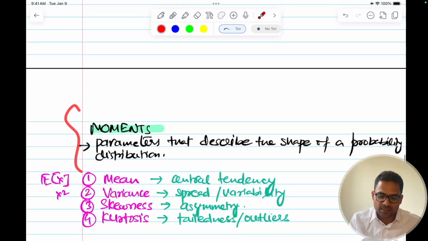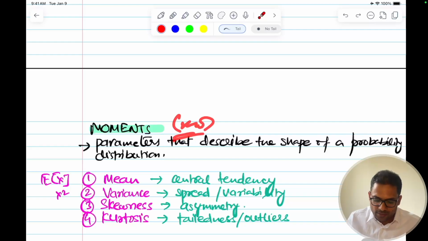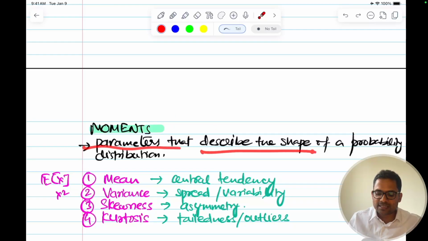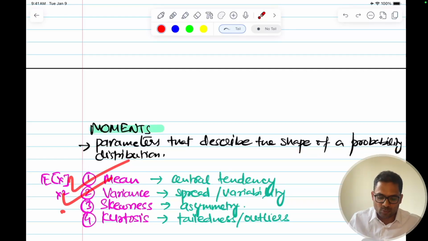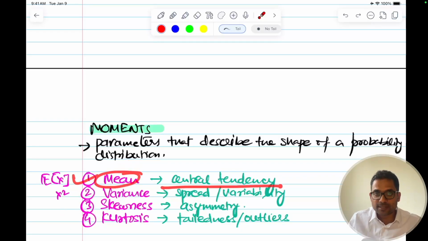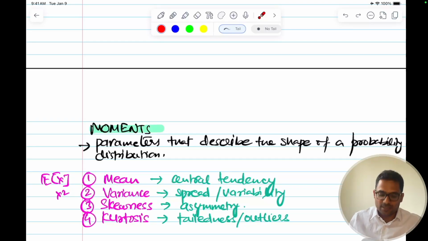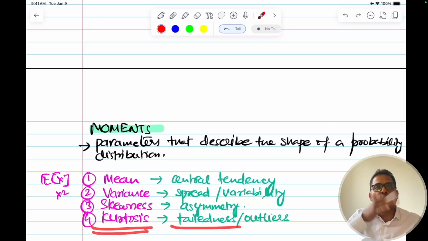Then we discussed moments, where we discussed the raw moments, which are parameters that describe the shape of a probability distribution. This is the first power, second power or second moment, third power or third moment, fourth power or fourth moment. The first moment is the mean, which gives me the central tendency. The second is variance, which gives me the variability. The third is skewness, which gives me the asymmetry of data, whether it's left-tailed or right-tailed. And the kurtosis gives me the tailedness.